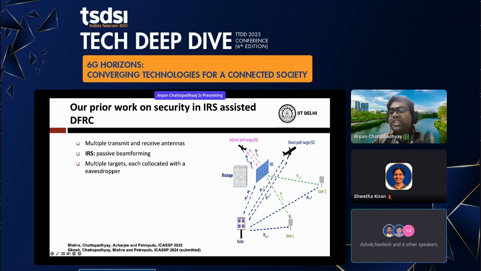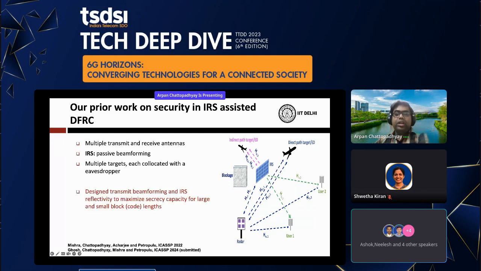Now, each of these targets is also acting as an eavesdropper. They want to decode what is being transmitted to these users, and the radar or the DFRC unit does not want that. So what we have done is we have actually taken up the problem of secrecy rate maximization in this setting.